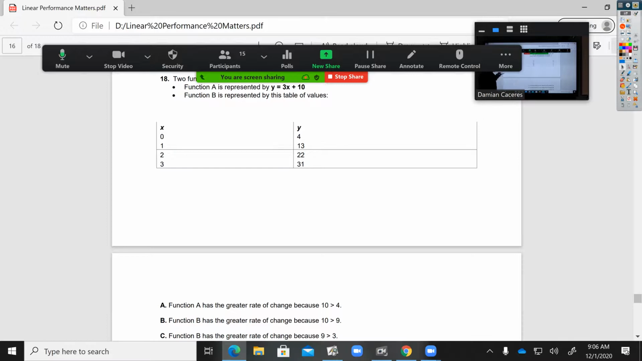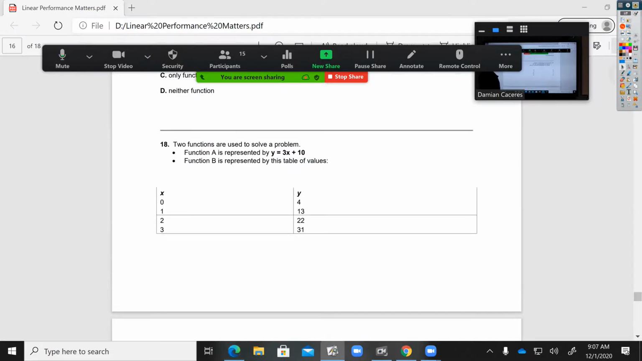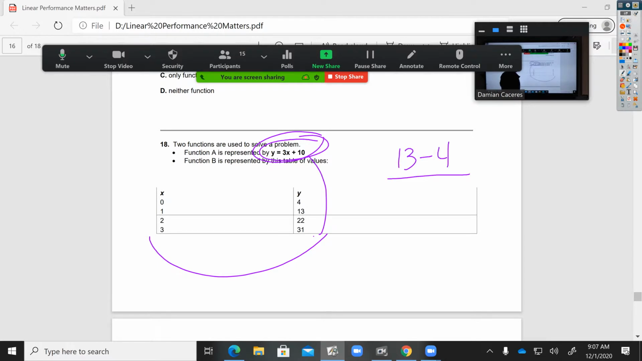Alright, so on this one, again, they want you to compare an equation to a table. So, in order to compare an equation to a table, you have to make the table an equation. So, slope formula: second y minus the first y over second x minus the first. 13 minus 4 is 9. 1 minus 0 is 1.